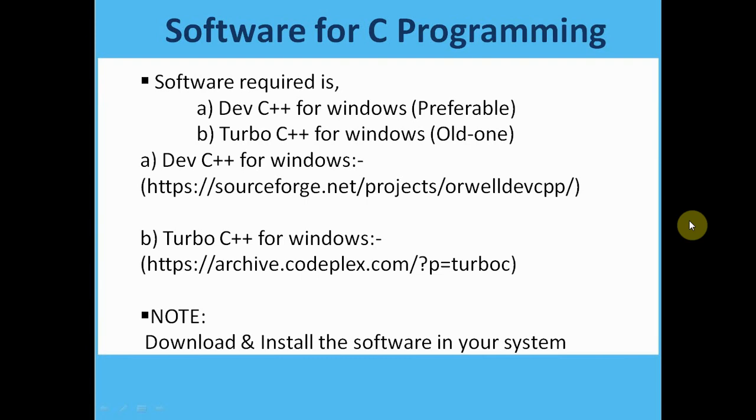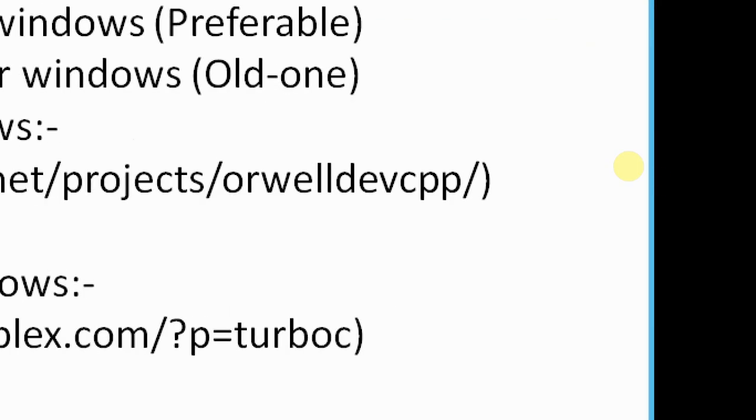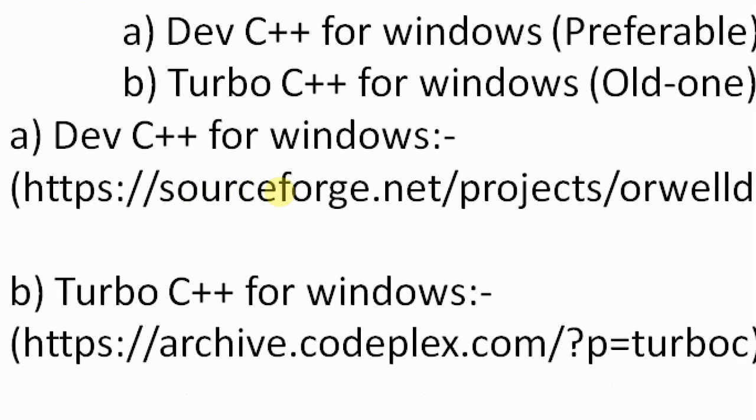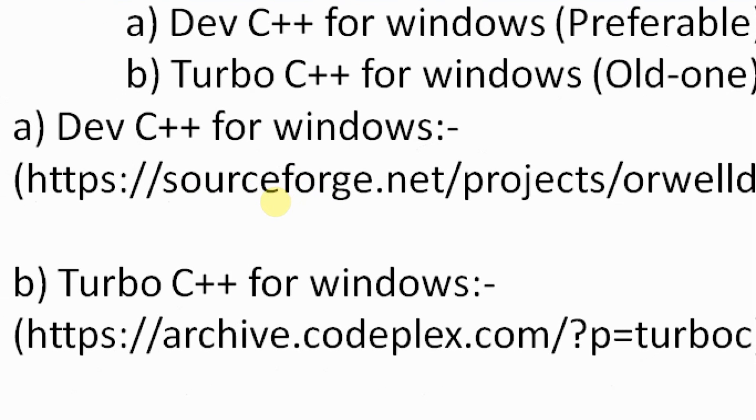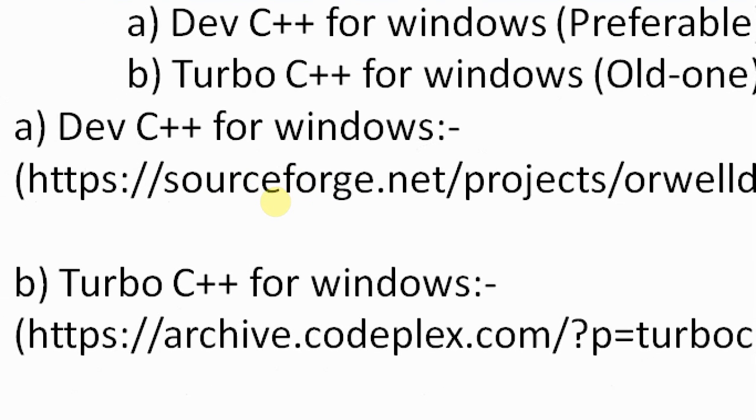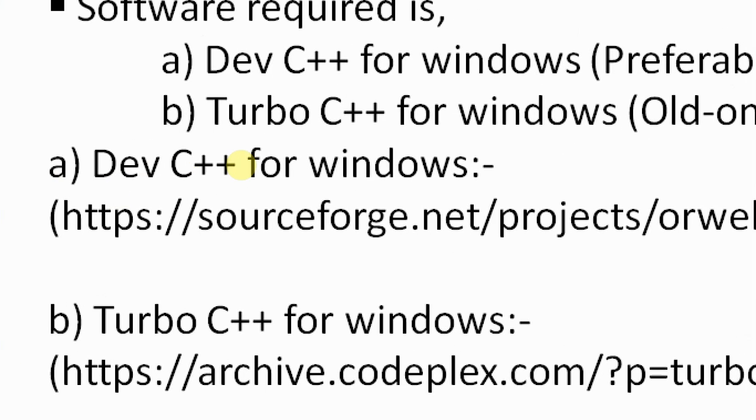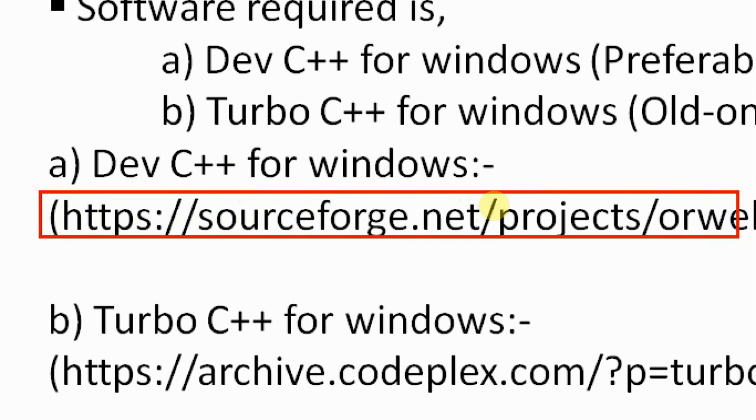The first software is Dev C++ for Windows. This is a very preferable one. It is a GUI application where you can download and install it in your system. You can download this from this particular website. You can open a Google browser and type Dev C++ for Windows, and from the first screen you can select this website, sourceforge.net projects, and you can download Dev C++.